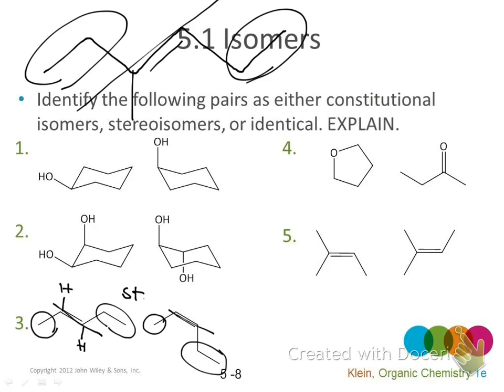Okay, so what about these two? Same, just flipped. That's one option. But this is an axial and an equatorial, and this is axial and axial. And when you do a ring flip, A's become E's and E's become A's. The axial equatorial switch. Okay.